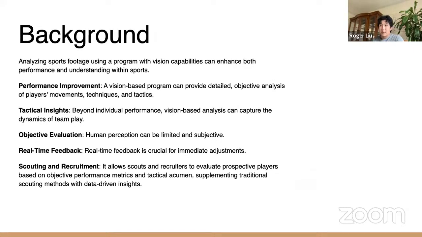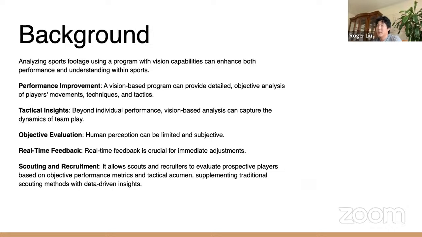A little bit of background on computer vision in sports: why would you want to use it? Analyzing sports footage with vision capabilities is really helpful because it offers many advantages. These include performance improvement, because it can provide detailed, objective analysis of players' movements and tactics. Oftentimes when you're playing sports, you're in the moment, there's a lot going on, and you might not catch everything. Then there are tactical insights: the computer might see patterns that you might not see as a coach on the field.